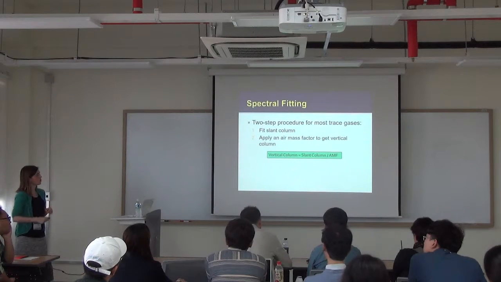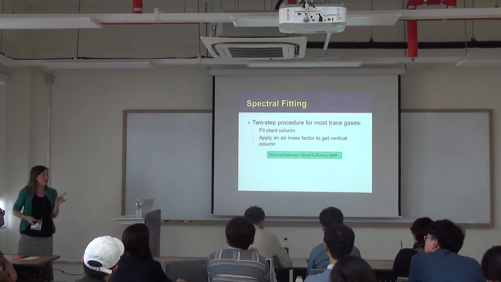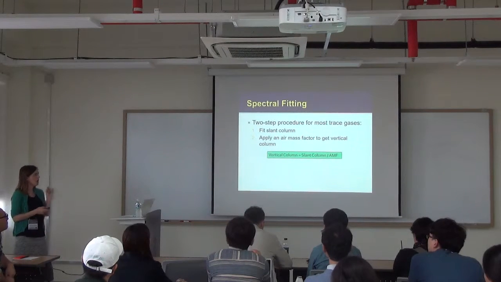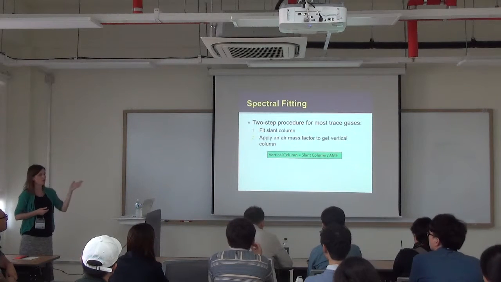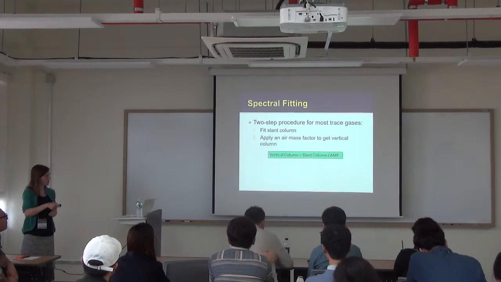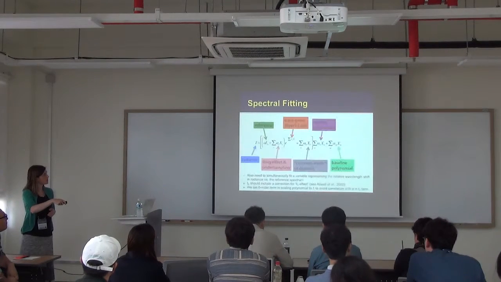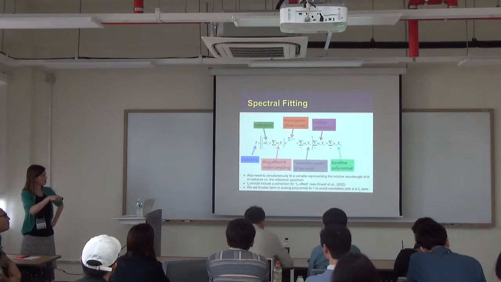So, spectral fitting. For the trace gases, you'll usually do a two-step procedure where you fit a slant column and then apply an air mass factor to get the vertical column, which is just the slant column over the air mass factor. This again is the same thing I was showing before, but just with a few more points.